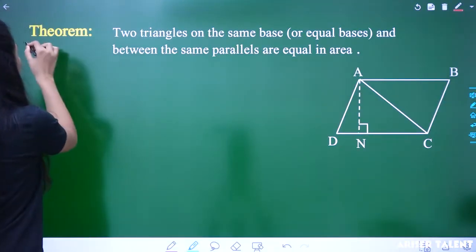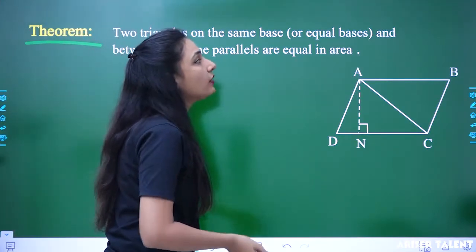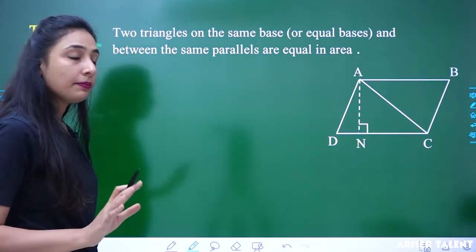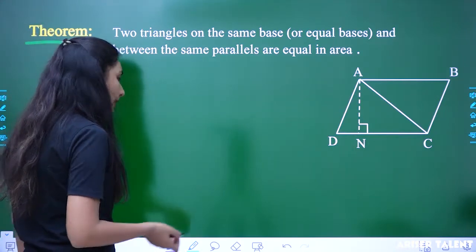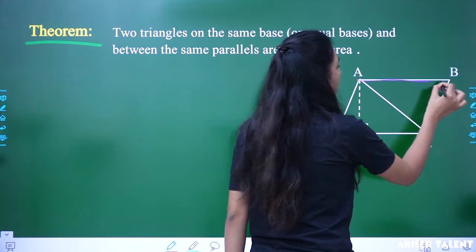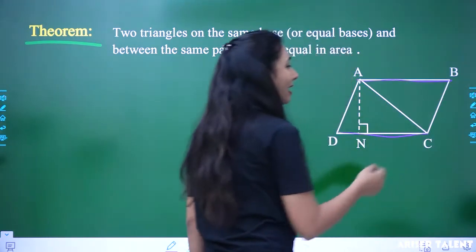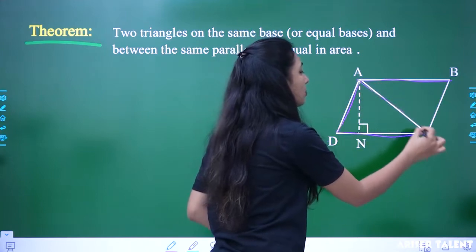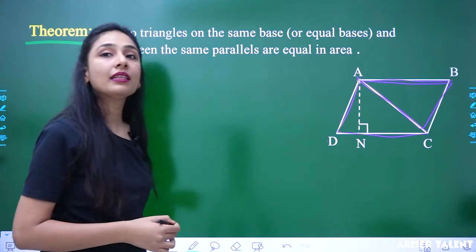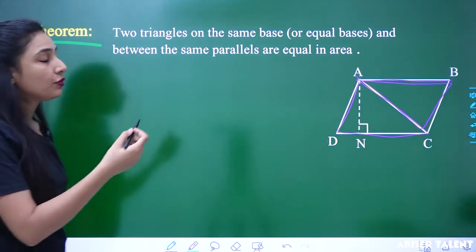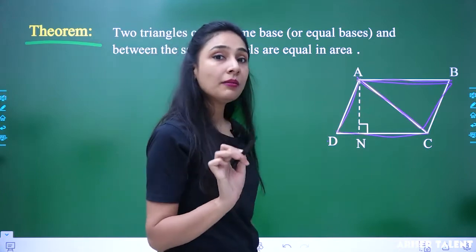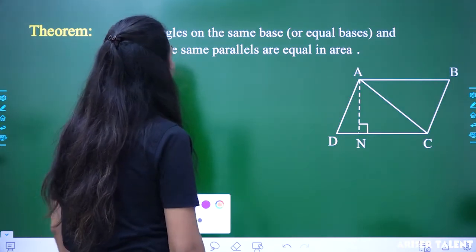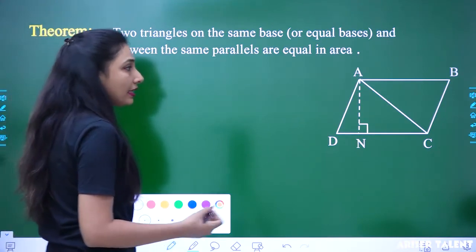Now, the first theorem: two triangles on the same base or equal bases and between the same parallels are equal in area. So we have taken the equal bases, AB and this is DC. This is a parallelogram, so these two bases are equal. So AB is equal to DC and we have these two triangles. This is the first triangle and this is the second triangle. These two triangles are between the same parallels and the base is equal, not same but equal. So two triangles of the same base or equal base between the same parallels are equal in area.